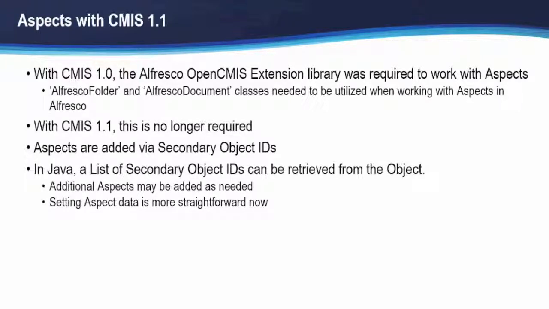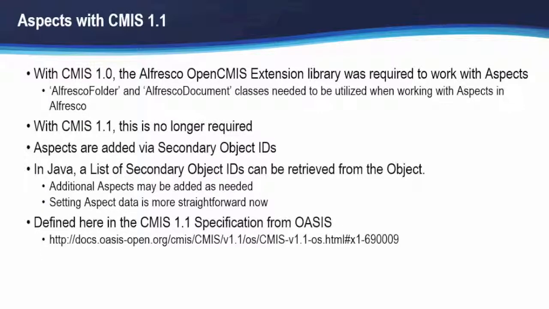In Java, when working with Alfresco objects, you can get a list of secondary object IDs, and they can be retrieved off of the object. You can add additional aspects as needed. Also, setting data in aspects is more straightforward now. The specification for secondary object IDs is defined here on the OASIS website.